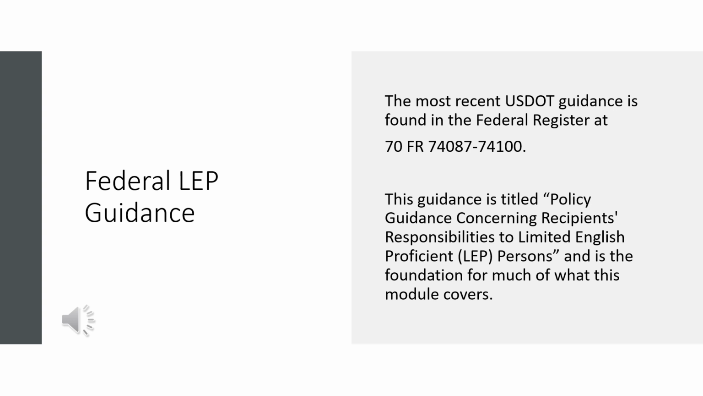There are no laws or regulations applicable to the US DOT or FHWA programs on the topic of LEP, as there are with, for example, Title VI of the Civil Rights Act of 1964. Aside from the general Title VI provisions, which includes national origin as a protected class, which of course limited English proficiency arises from. The most recent US DOT guidance, though, is found in the Federal Register at 70 FR 74087 to 74100. Those are page numbers, essentially. This guidance is titled policy guidance concerning recipients' responsibilities to limited English proficient persons. And included in that guidance are a lot of the foundational requirements for much of what this module covers.